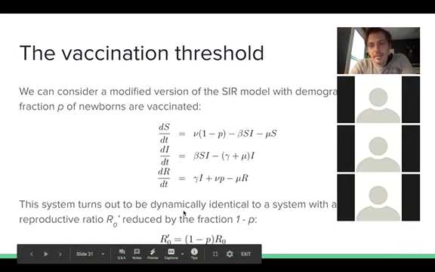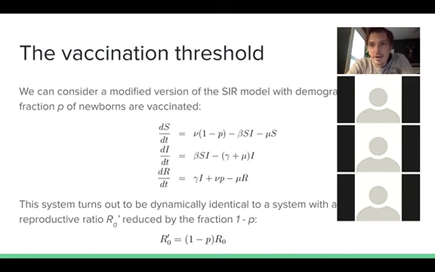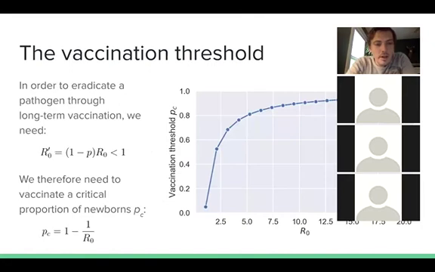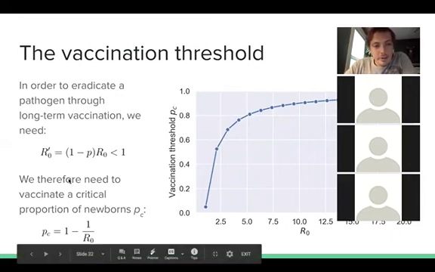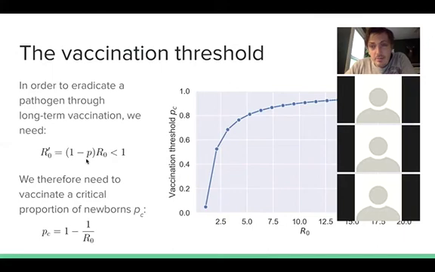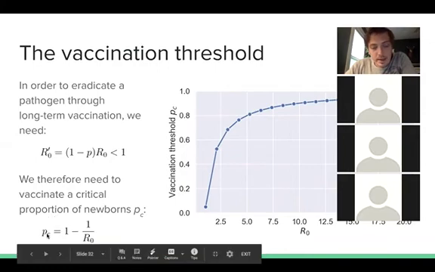And so what's interesting under this model is that we can then look at what fraction of the total population we need to vaccinate in order to eliminate the disease from the population. In order to eliminate the disease, we have to drive R naught below 1. So we need to find the critical vaccination threshold, or this value of P, the proportion of the population that we need to vaccinate to drive this R naught below 1. And that turns out to be this critical proportion, PC, equal to 1 minus 1 over R naught.